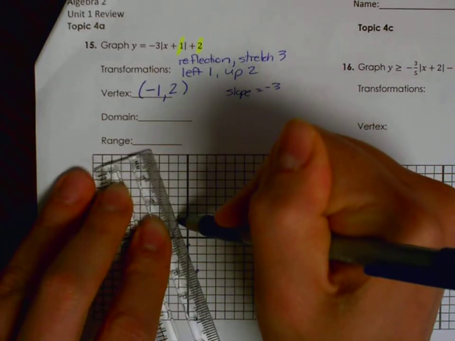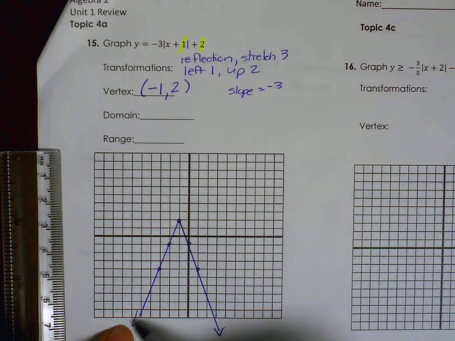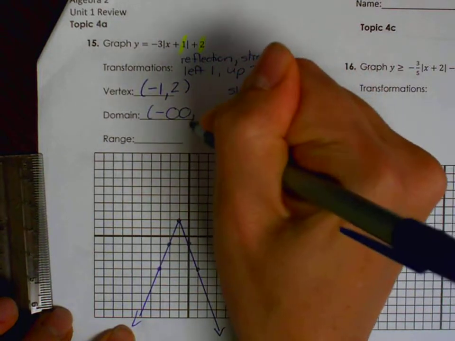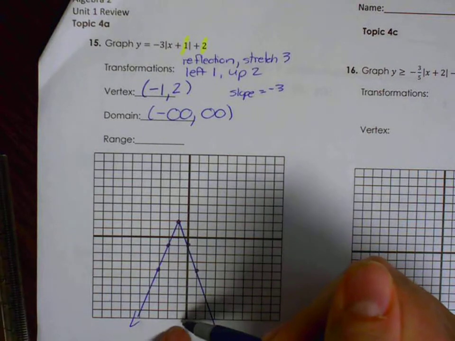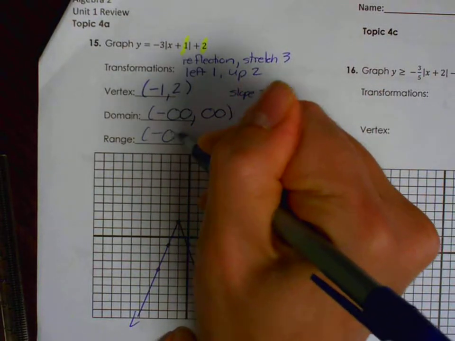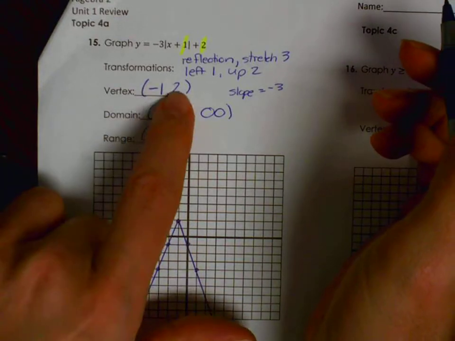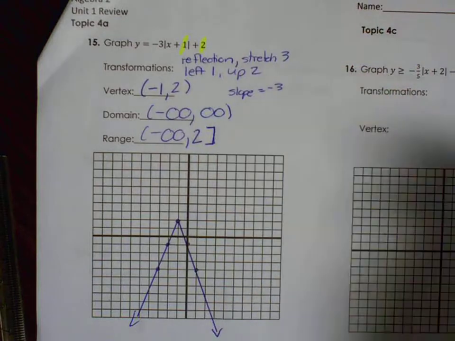So here's my graph. Now it's a little bit easier to see domain. My arrows are going on forever, so it's going to be from -infinity to +infinity. My range, it's going to go down to -infinity, but it never gets any higher than that y value of my vertex, which is 2, but it does include it, so that is brackets.